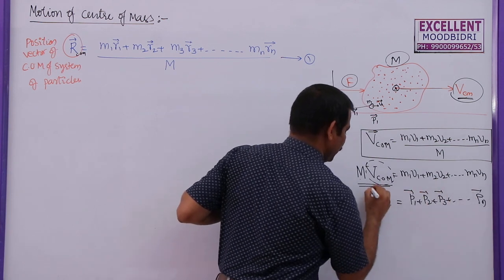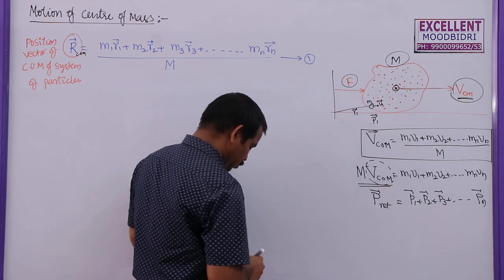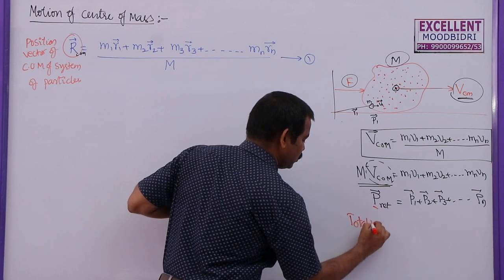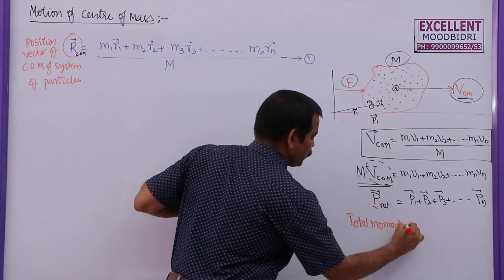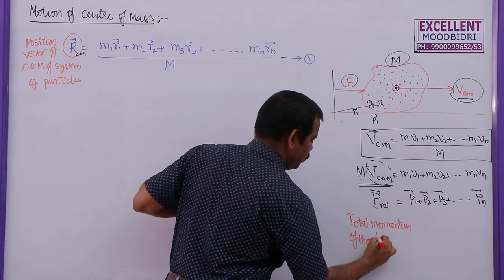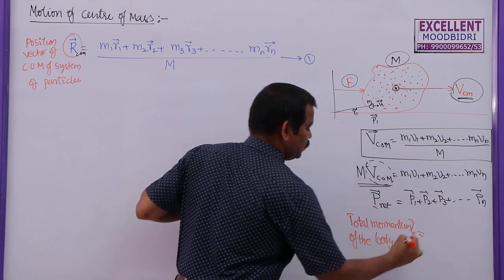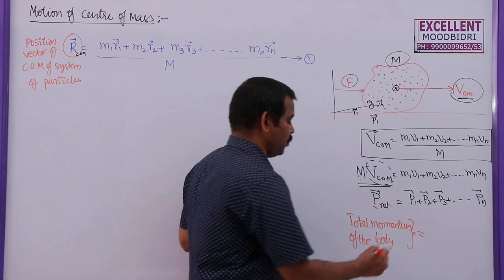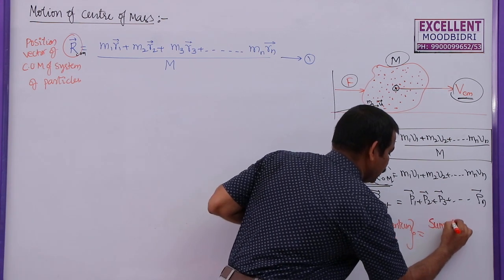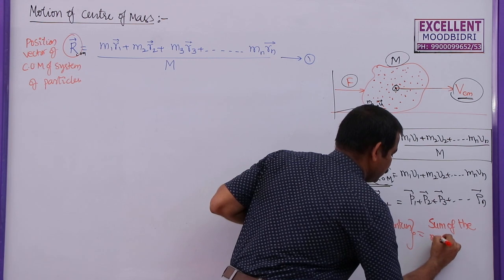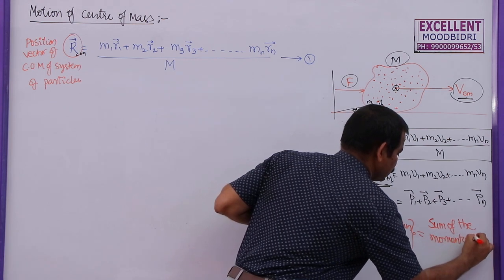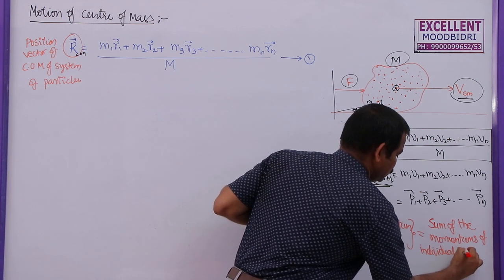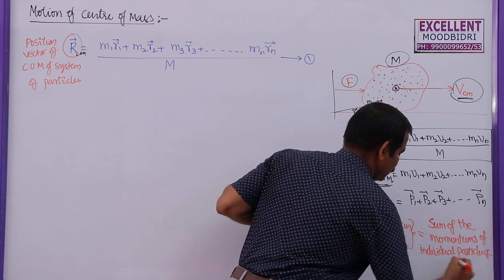Remember, these are all vectors. So what are we going to write? The total momentum of the body, what is this? The total momentum of the body or system of particles is equal to the sum of the momentums of individual particles of the body.